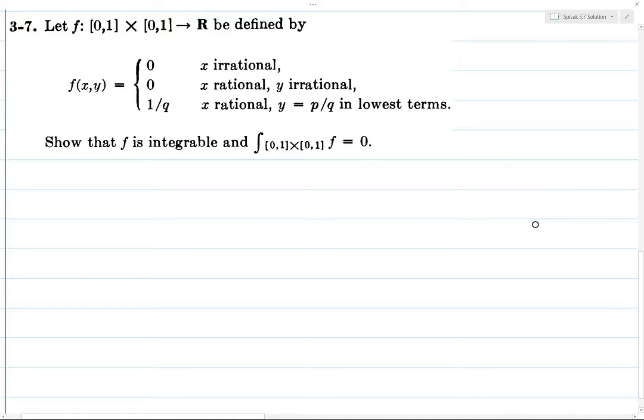Alright, so we have a really weird looking function and we want to figure out how to integrate it. So the first thing that I would recommend when looking at a problem like this is to try to figure out what this function actually looks like. So here this is 1, this is 1, this is 1/2, this is a third, this is 2/3, etc. So these are the y values and these are the x values.